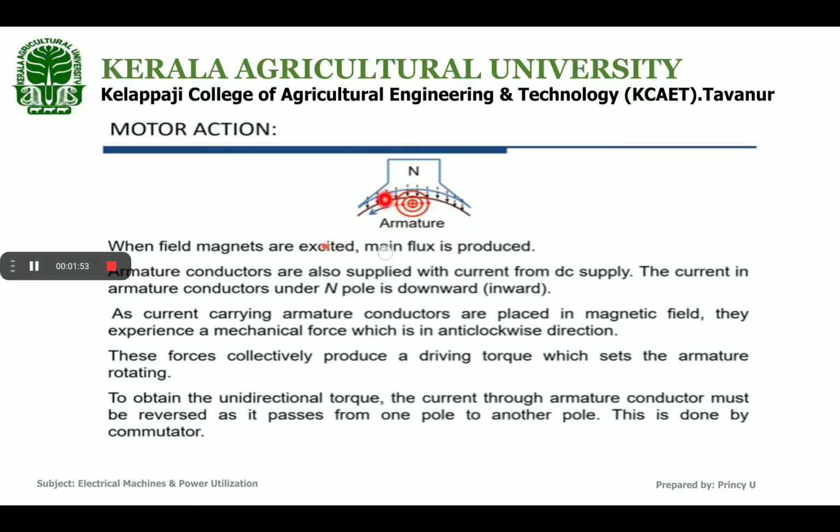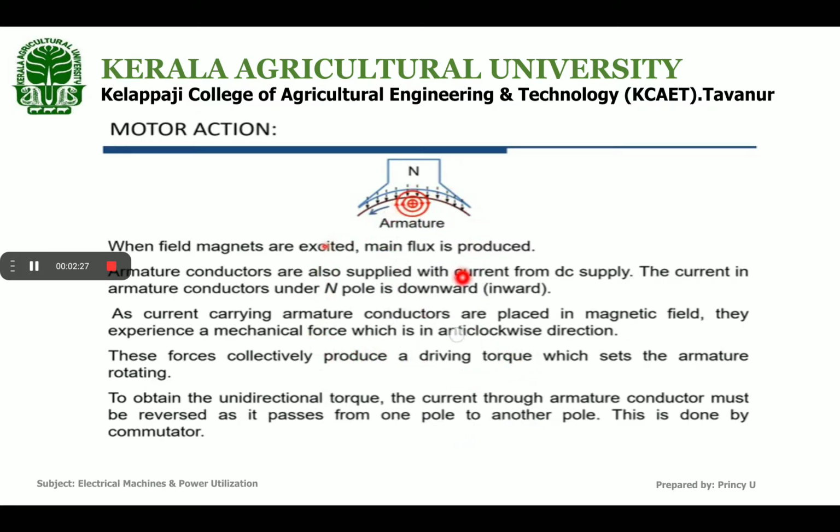When we give a field excitation, it produces a main flux here, and the armature winding is a coil. When we give a current through this winding, the current carrying conductor will also produce a flux. These two fluxes interact with each other and experience a force, and the direction of that force is anti-clockwise as per Fleming's left-hand rule. These forces collectively produce driving torque.